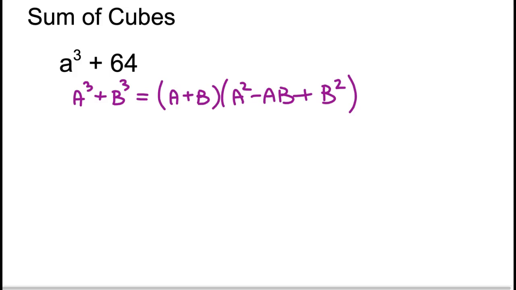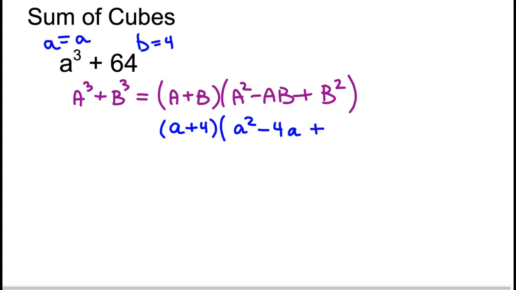What's the cube root of a cubed? It's kind of funny, that's just a. Cube root of 64, 4. Everywhere you see an a, you put an a. Everywhere you see a b, you put a 4. A plus 4 times a squared minus 4a plus 16.